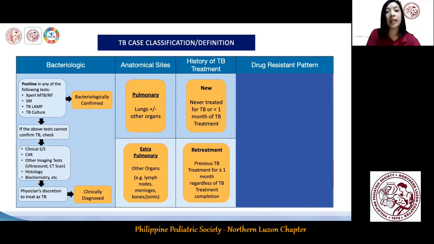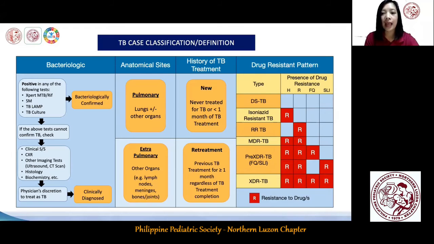If the patient has never been treated for TB or has had less than 1 month of TB treatment, then consider this patient as a new TB case. However, if there is a previous TB treatment or there has been treatment for more than 1 month, regardless of the TB completion, then consider this patient as under the retreatment category. With regards to resistance: drug sensitive if there is no resistance to any anti-TB medication; isoniazid resistant TB; rifampicin resistant TB; MDR-TB if resistant to both isoniazid and rifampicin; pre-XDR TB if resistant to both plus either a fluoroquinolone or your second-line injectable anti-TB drugs like amikacin, kanamycin, and capreomycin; and XDR-TB if resistant to all of those mentioned.